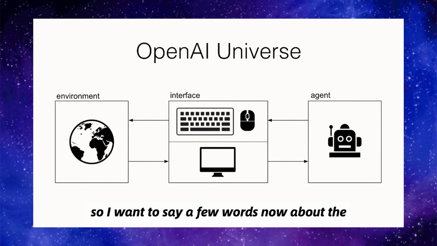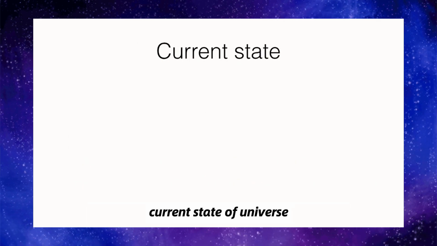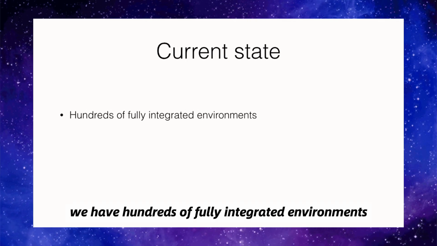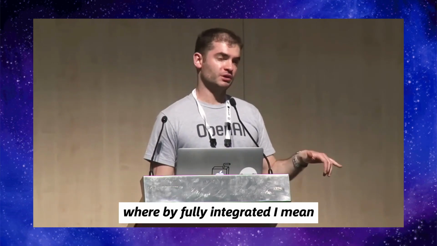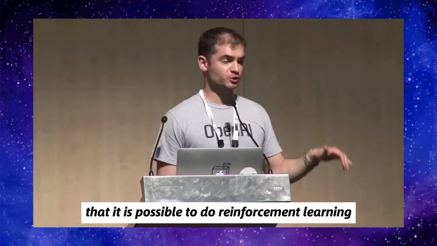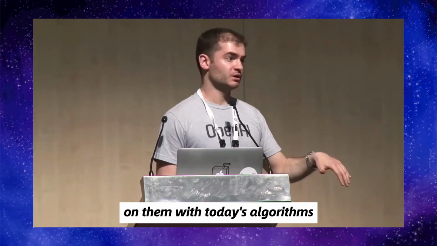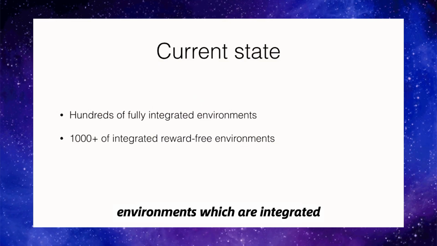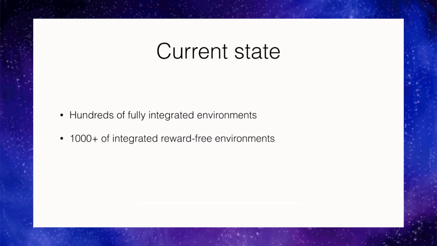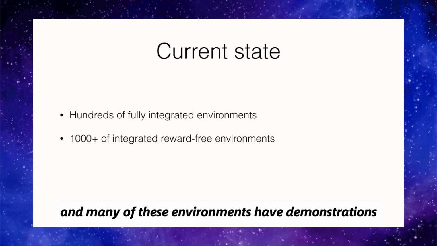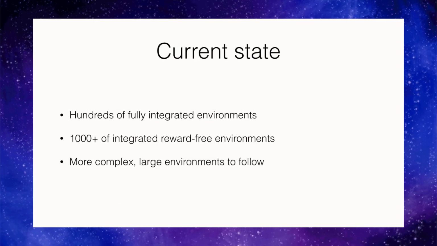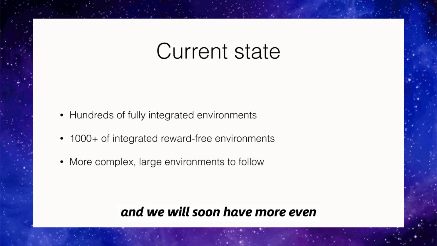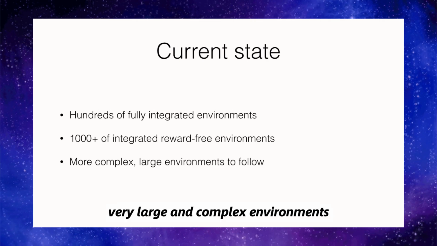So I want to say a few words now about the current state of Universe. At present, we have hundreds of fully integrated environments, where by fully integrated, I mean that it is possible to do reinforcement learning on them with today's algorithms. We also have over 1,000 environments which are integrated but which do not have a reward function. Many of these environments have demonstrations, and they are useful for inverse reinforcement learning or for behavioral cloning training. And we will soon have more, even very large and complex environments.